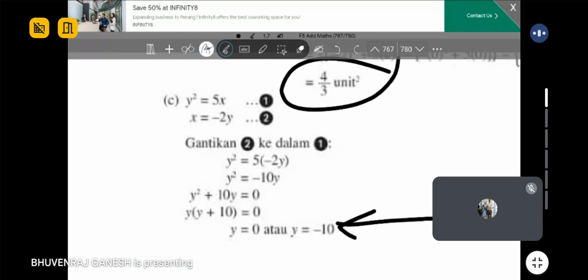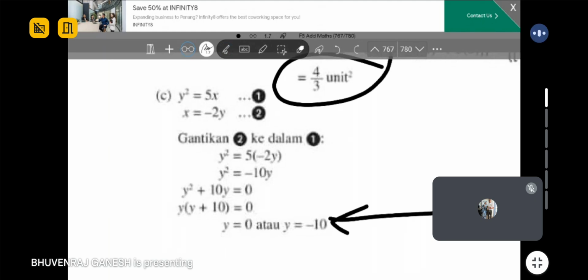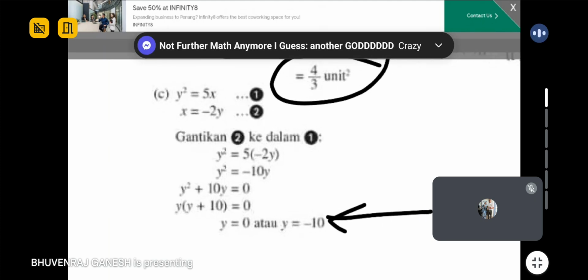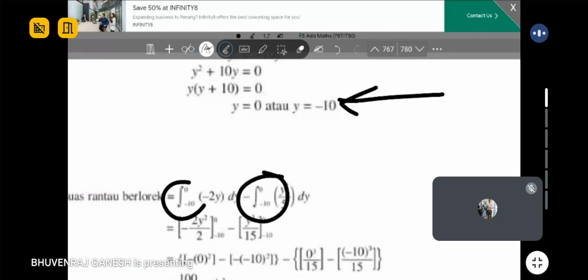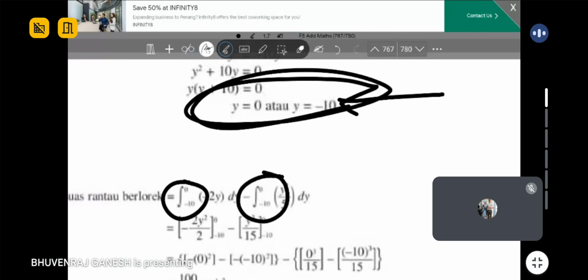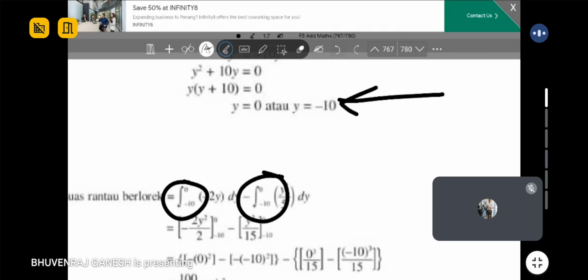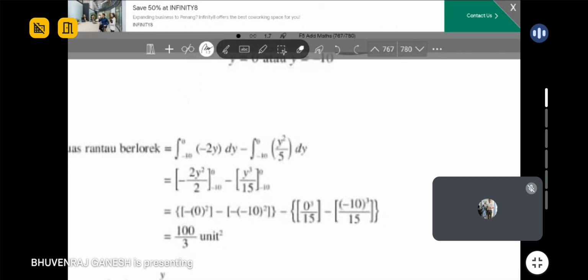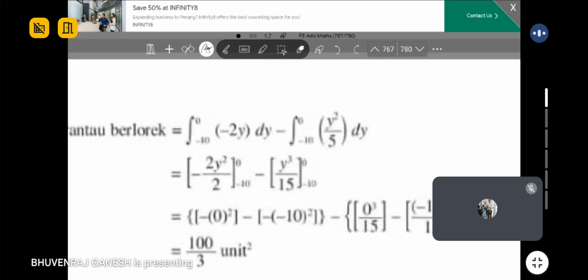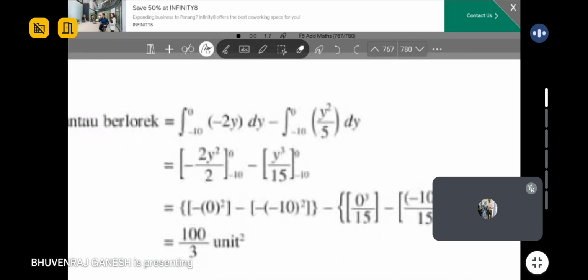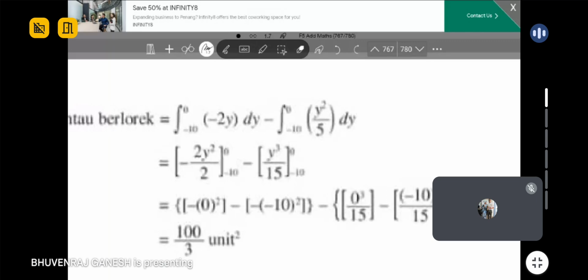Step ni lah yang paling penting. Persamaan serentak, untuk dapat had yang betul. If this one is wrong, your limit will be wrong already. Can you see, guys? We are using the limit from the answer here. So it's related. Dia berhubung kait. So direct solve as usual. Then you will get the answer 100/3 unit kuasa 2.